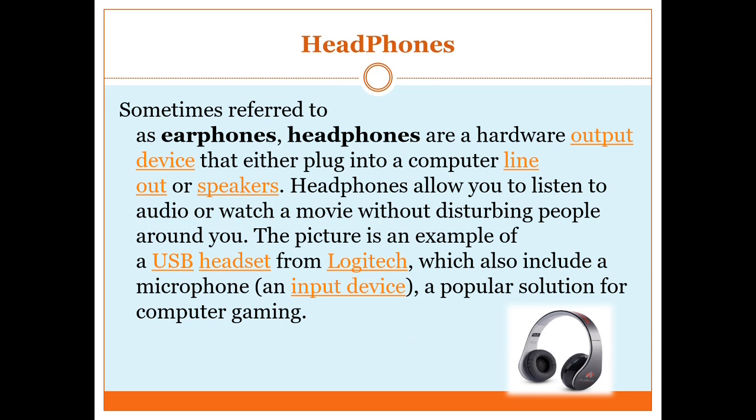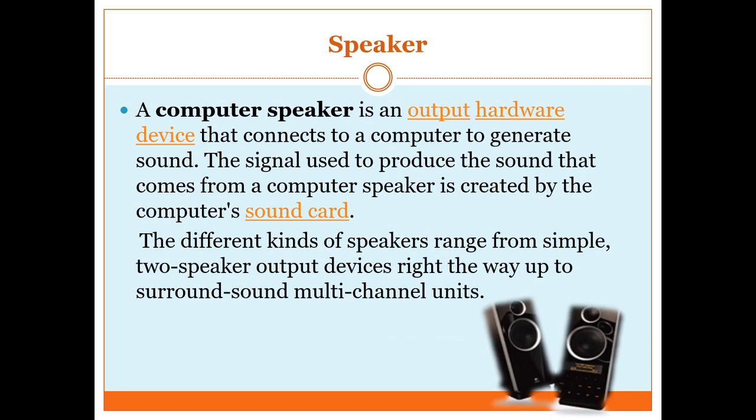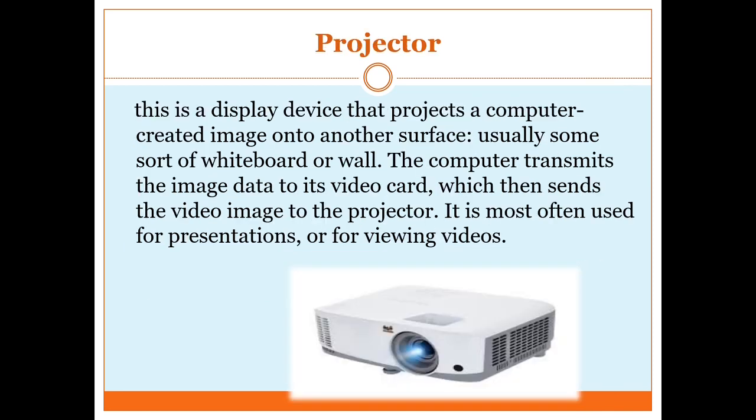Now, headphones, sometimes referred to as earphones, are a hardware output device that plug into a computer line or speakers. The headphones allow you to listen to the audio or watch a movie without disturbing the people around you. Speakers. A computer speaker is an output hardware device that connects to a computer to generate sound. The signal used to produce the sound that comes from the computer speaker is created by the computer's sound card.